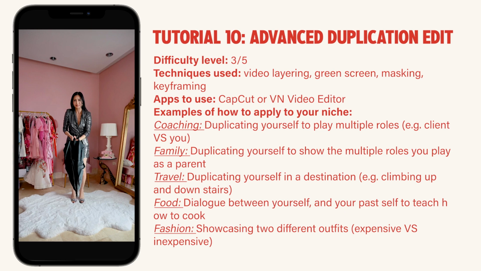The difficulty level of this reel is roughly a 3 out of 5, or maybe 4 out of 5, depending on how familiar you are with some of these techniques. The techniques used include video layering, green screen, masking, and also keyframing. The app that I will be using to demonstrate will be CapCut, but you can also easily do this in other apps like VN Video Editor. Here are some examples of how to apply this to your niche. Pause to read and let's get into it.